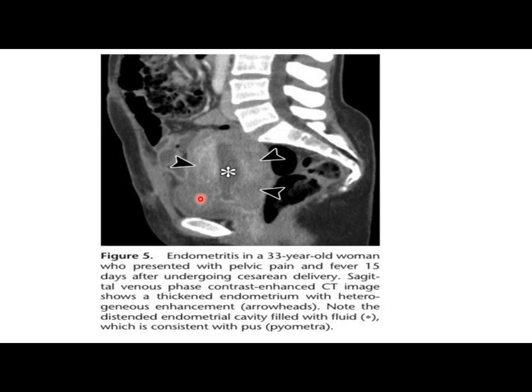The arrowheads indicate heterogeneous enhancement of the uterus. The endometrium is this one, and it's thick. It's hypodense, indicating edematous changes. In the absence of clinical complaint, this can be considered normal, but with the presence of pelvic pain and fever, this is highly suspicious for endometritis.